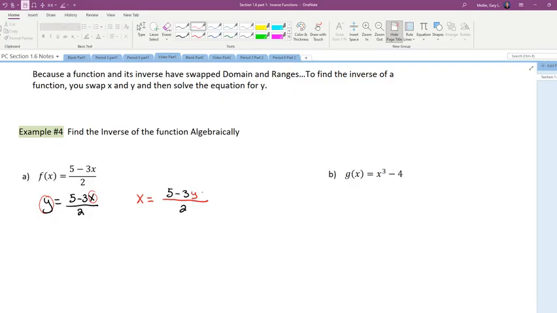Now, technically, that is it. Like, that is the inverse, because I did what an inverse does. I swapped the x and the y. However, we don't usually leave our equations as x equals. We usually do them as y equals. So let's go ahead and simplify this out to be y equals. So I multiply both sides by 2, and I subtract 5. And I divide by negative 3 or multiply by negative 1/3.